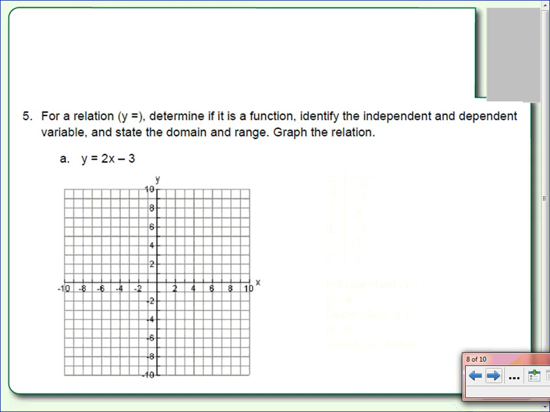Number 5 says for the relation y equals x, determine if it's a function, then identify the independent and dependent variables, then state the domain and range, and then graph the relation. So there's a lot of stuff they want us to do here. So here we go. Let's get started.